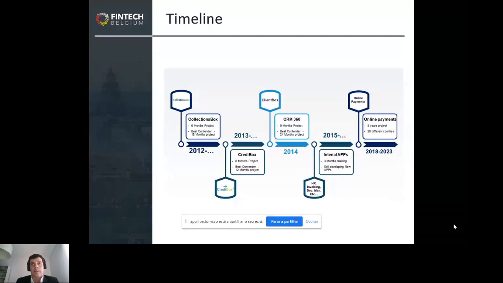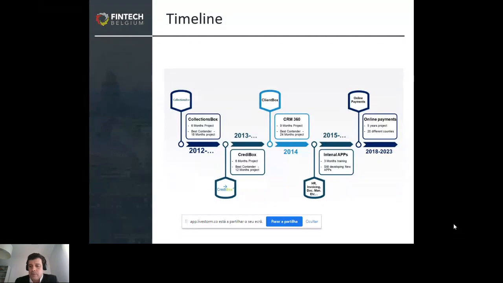This was a bigger challenge, because we had to integrate with more systems than the core banking. So it was a much more complex project. It took us 9 months to build, and the best contender proposed a 24-month project. So we were always ahead of our contenders. That's why they kept building things with the OutSystems platform.